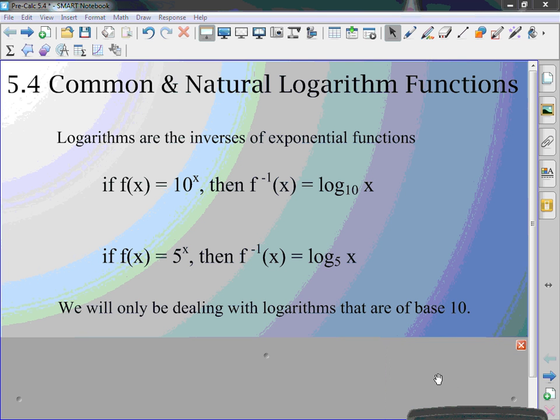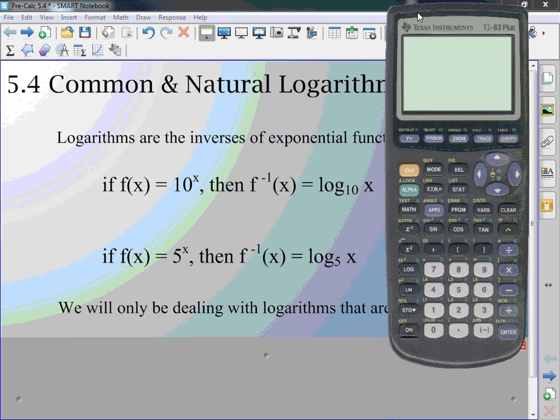Right now, we will only be dealing with logarithms that are of base 10. On your calculators, there is a log button. This right here. The calculator can only do base 10. What that means by base 10, we're counting by tens. 1, 2, 3, 4, 5, 6, 7, 8, 9, 10, 11, 12, and just keep going through. That's the way we count.